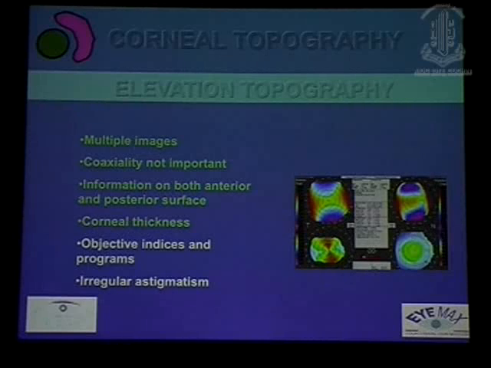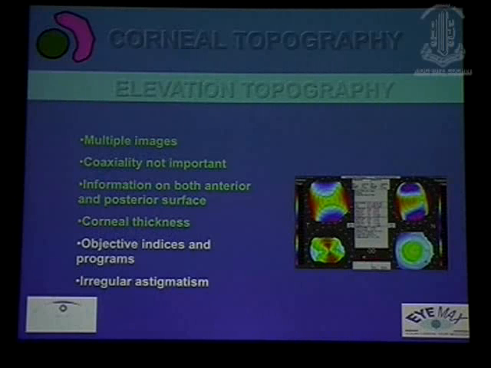So the advantage of elevation topography is we get multiple images. Here coaxiality is not that important. I mean, we get information not only for the anterior surface, we also get information for the posterior surface. So we can get an elevation map of the anterior surface and also the posterior surface. Why is elevation of the posterior surface important? Because as we all know, conditions like keratoconus usually start in the posterior cornea.